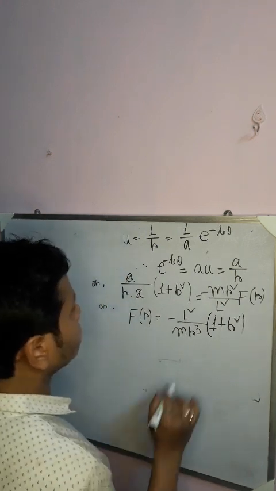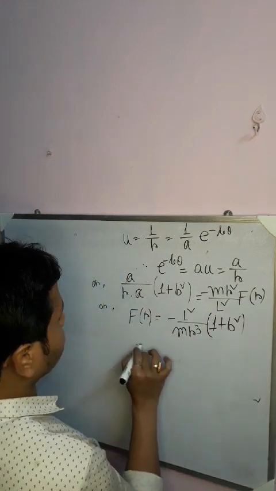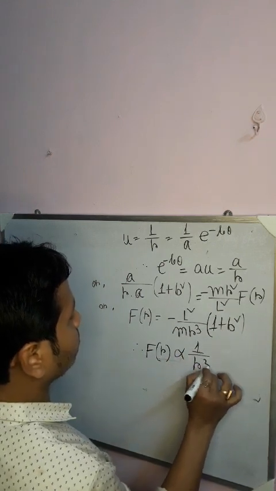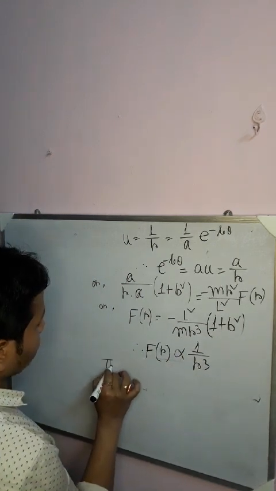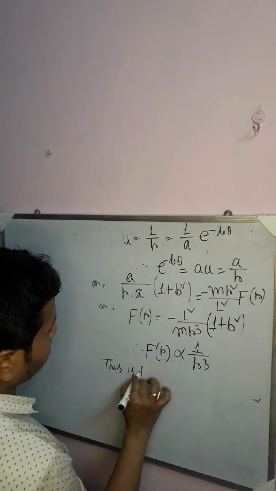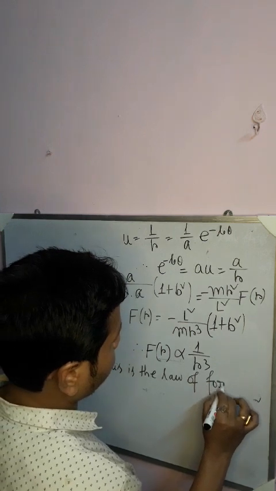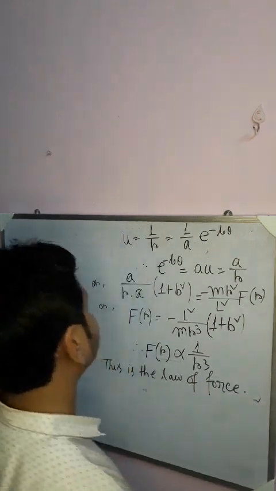So again we have seen that L² by m times (1 plus b²) is constant, so you can also write it up to this. Okay, so this is the law of force.